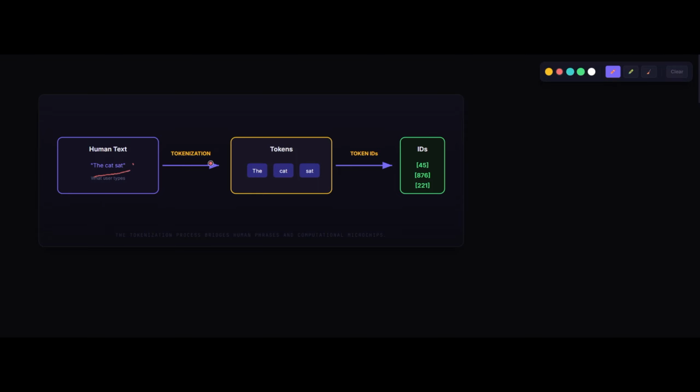This "the cat sat" is converted into, or split into, three different words. In this terminology, we call these tokens. Then these tokens are assigned some numbers: the 45, cat 876, sat 21. Those are called token IDs. So the complete process is called tokenization. As we split the human readable text into separate tokens and then assign token IDs, you may ask, why do we need this tokenization?